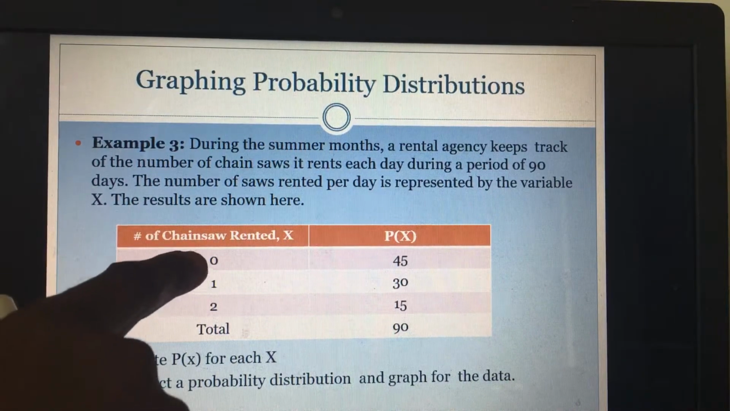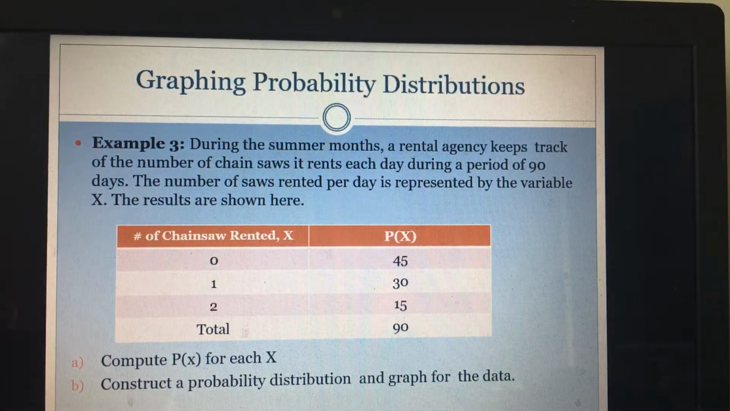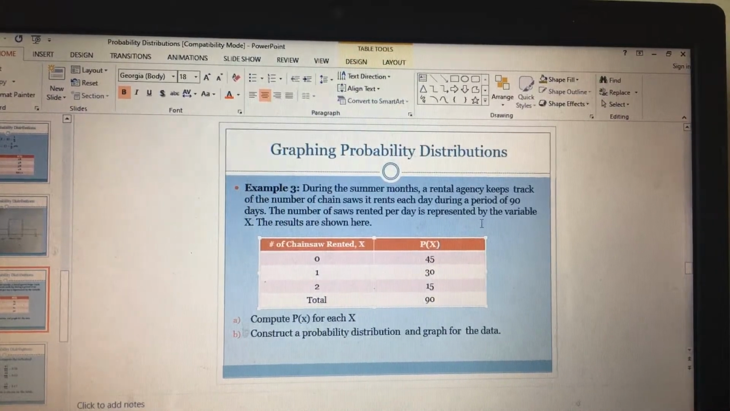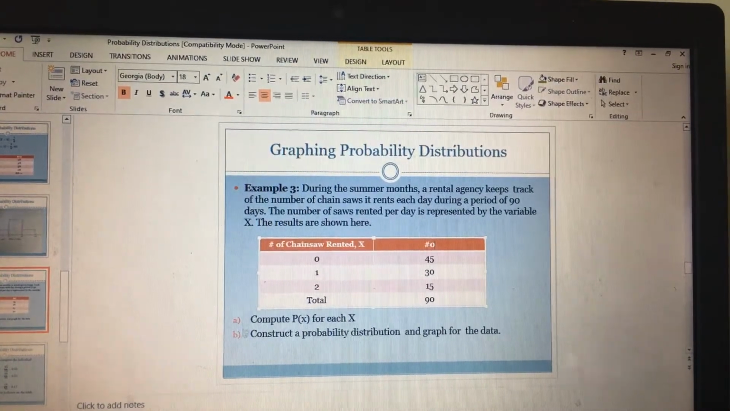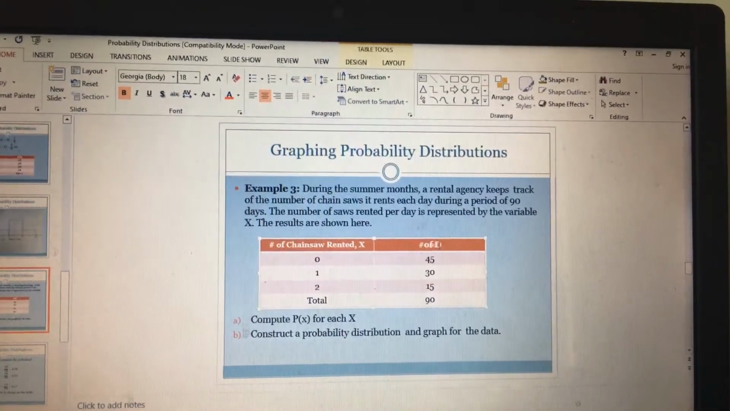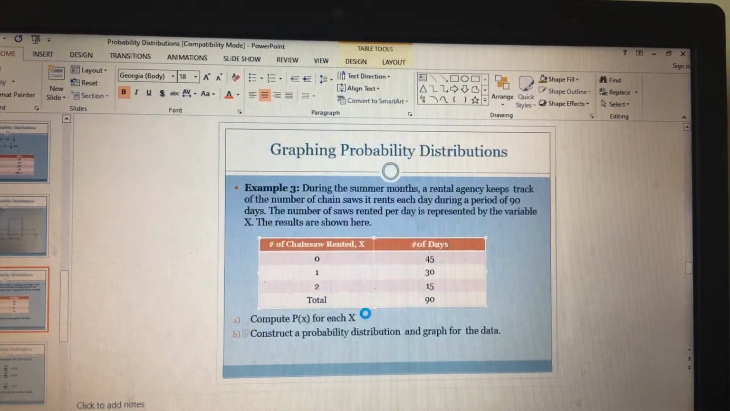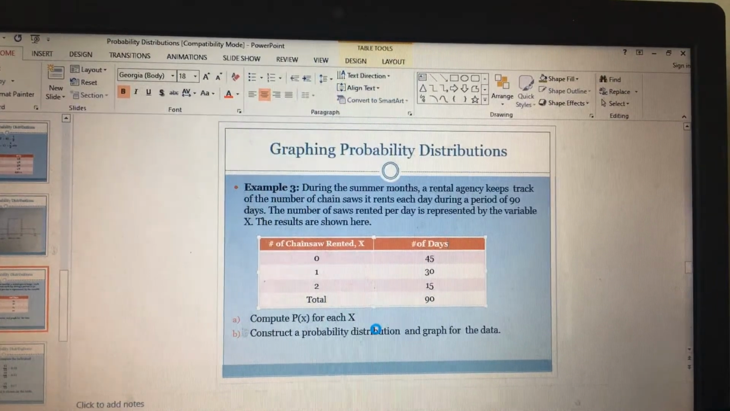Actually, this shouldn't be P(X). This should be the frequency. Okay, let me fix it right away. This should be frequency. How many? A number of days. This should be number of days. Okay, let me save it so that we don't have to do it again. All right. Number of days.